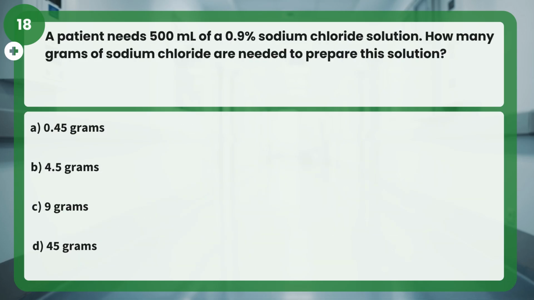Question 18. A patient needs 500 milliliters of a 0.9% sodium chloride solution. How many grams of sodium chloride are needed to prepare this solution? A. 0.45 grams. B. 4.5 grams. C. 9 grams. D. 45 grams.